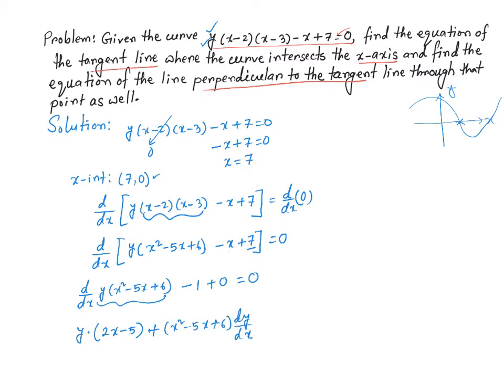I have used the product rule here. Just to remind you, the product rule is d over dx of uv is equal to u times the derivative of v with respect to x plus v times the derivative of u with respect to x. In my case, u was this y, and this guy was my v. So I have used that. Then minus 1 is equal to 0.